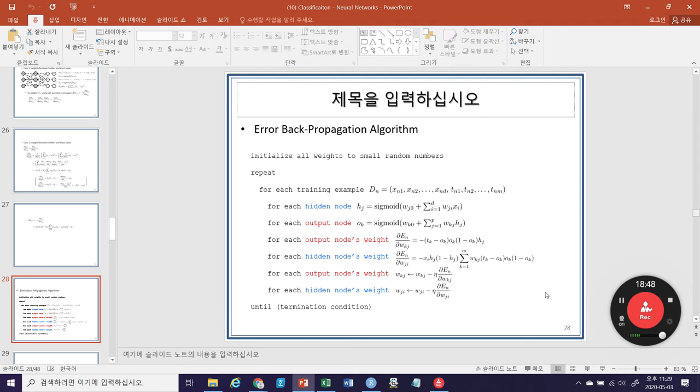I'm going to finish here, and from the next class, we're going to take a look at the unsupervised learning case, the clustering case. Thank you for your attention.